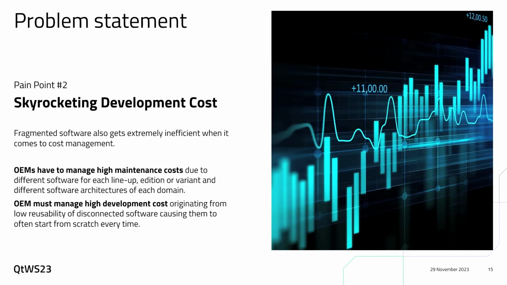The second pain point was the skyrocketing development costs. So like what I was saying earlier, basically, there's a lot of high maintenance cost. The reason why was because everybody was doing their own thing. So even though one team might have kind of a bit of capacity, they're not able to actually come and help out one that's short-handed because, well, there is no shared knowledge. There is no shared technology. Everybody was doing their own thing. Every lineup, every edition had its own variant and its own software architecture.